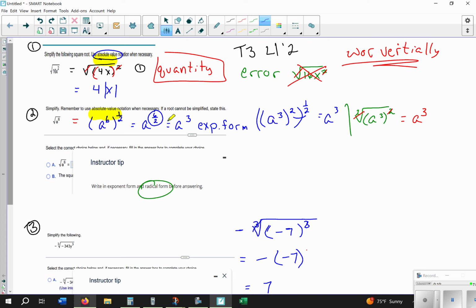So this, even index, we've got an odd power, so this does need to be in my absolute value symbols, and this needs to be in my absolute value symbols. Exponent form, and we did it this way. Okay, so this and this, these are the same.